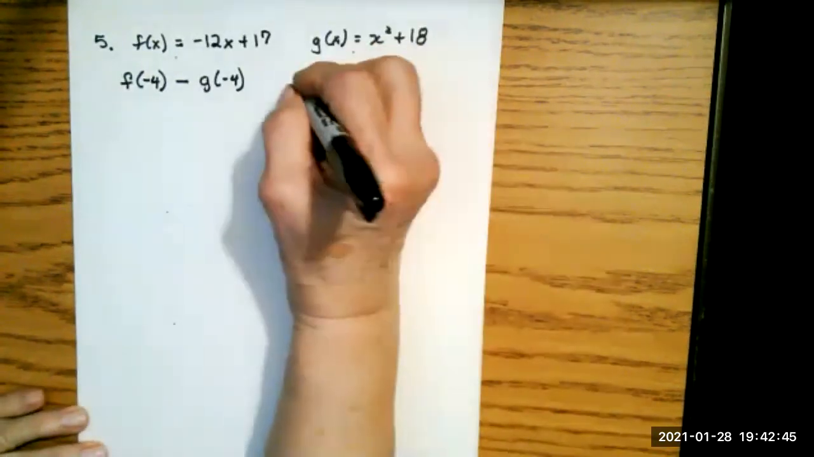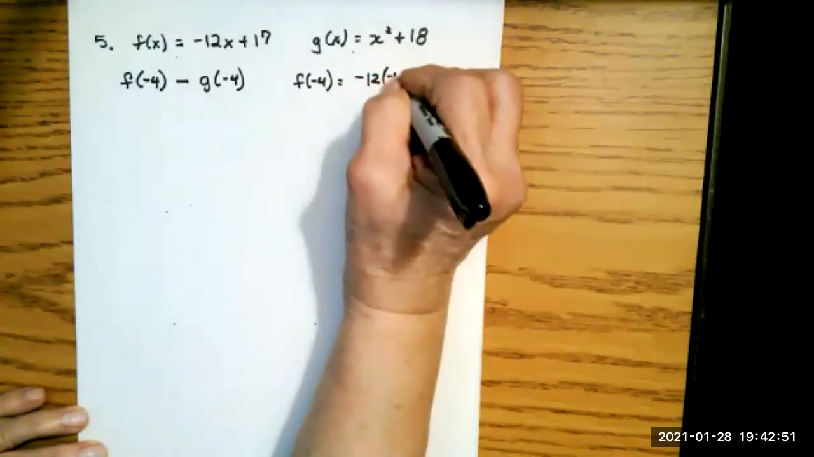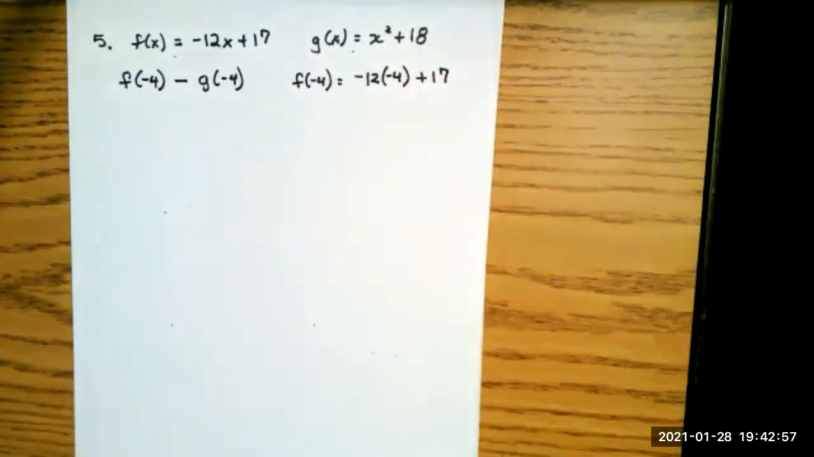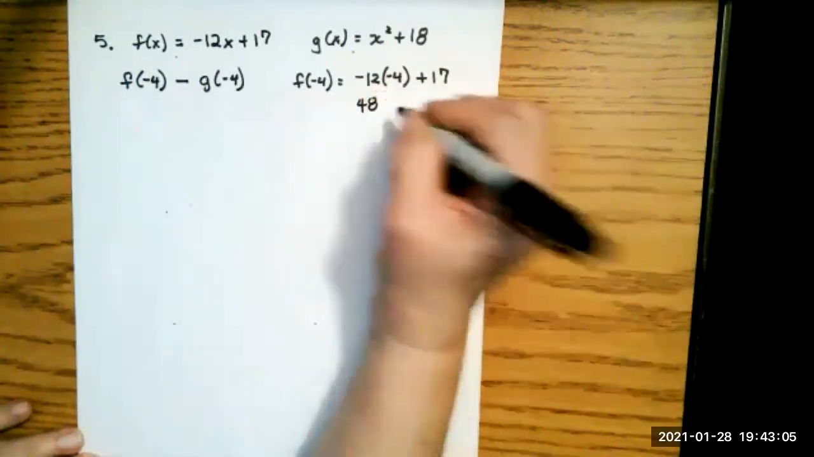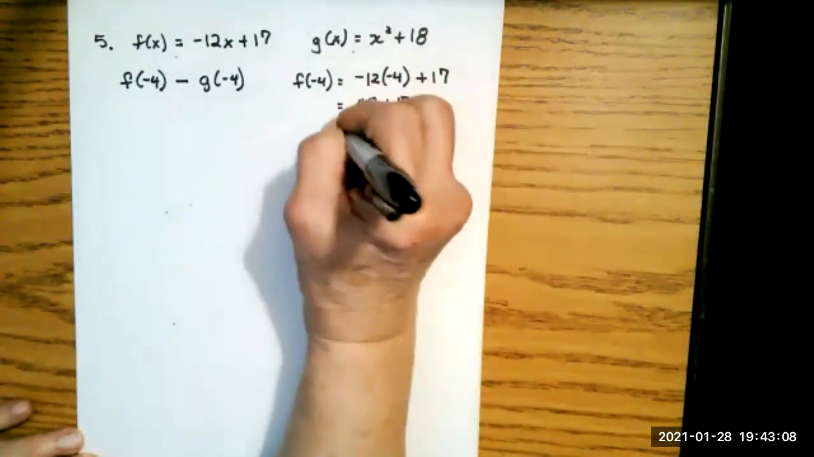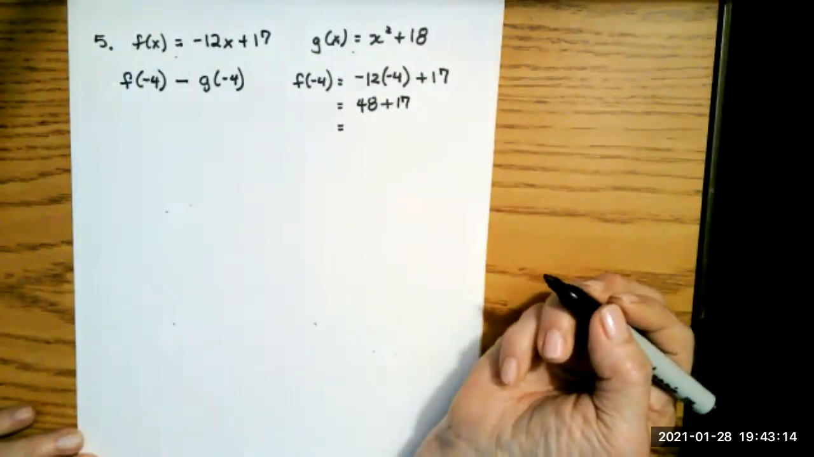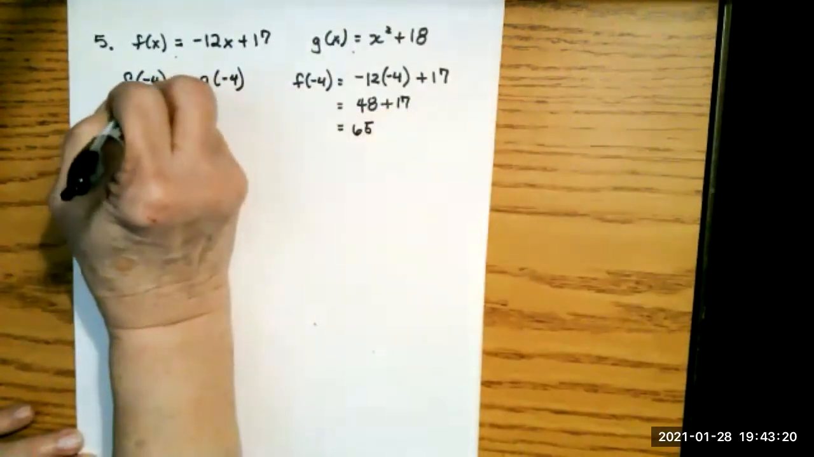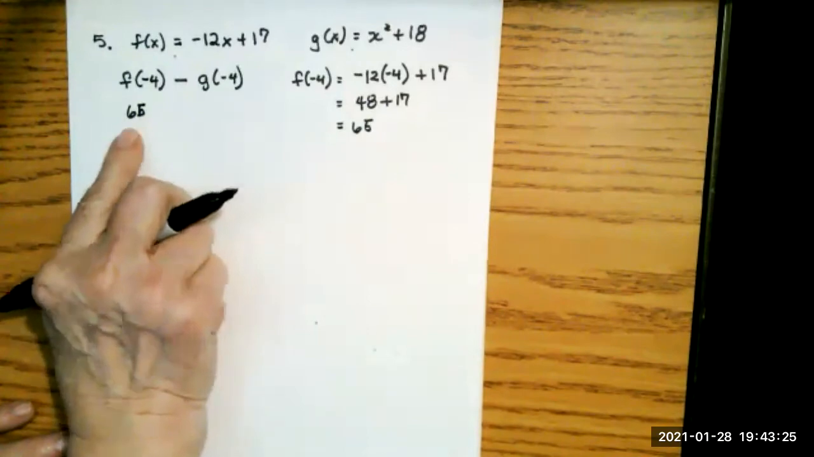All right, so I'm going to come over here and find f of negative 4, which is negative 12, and then I put a negative 4 in there where x was, plus 17. Notice I'm using the f function. Negative 12 times negative 4 is positive 48, plus 17. And 48 plus 17 is 65. Is that correct? So I'm going to put the 65 here and come over here under f of negative 4 and put 65.